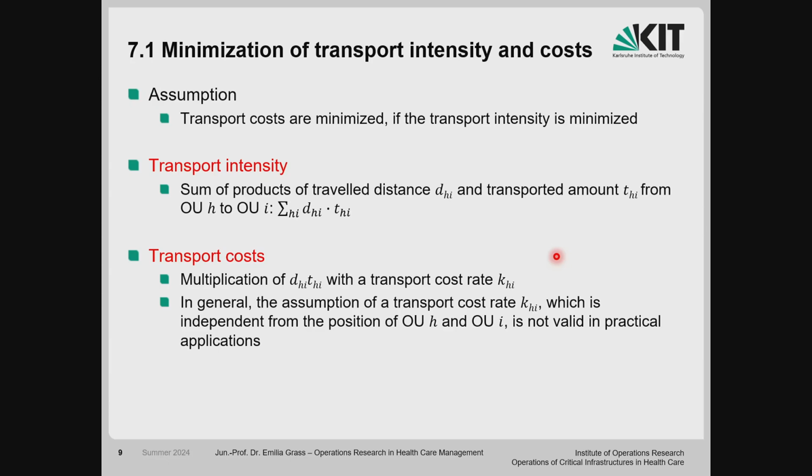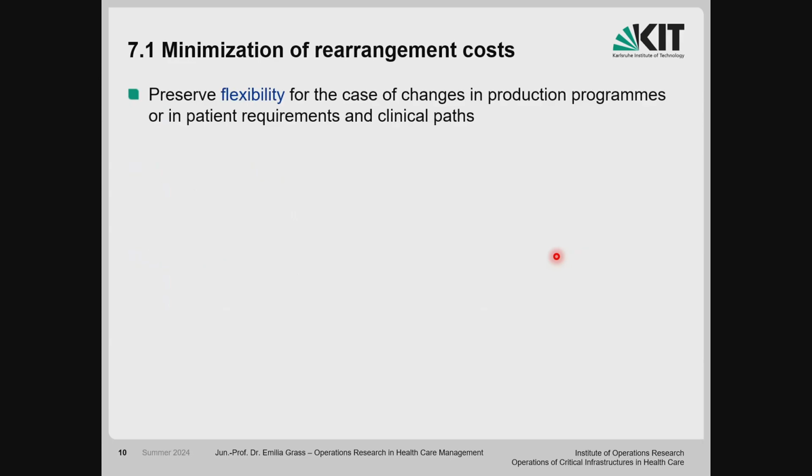Okay, so this is why we differentiate between the cost rates. This is important, otherwise it's simply not realistic. And then we also have to always keep in mind that we need some kind of rearrangement costs in order to preserve flexibility. If we want to have some kind of flexibility, also with the patients and also the clinical part, we have to take into account that we might have to rearrange the departments.